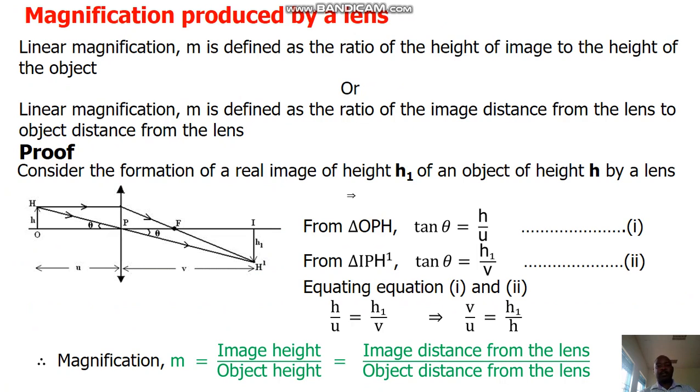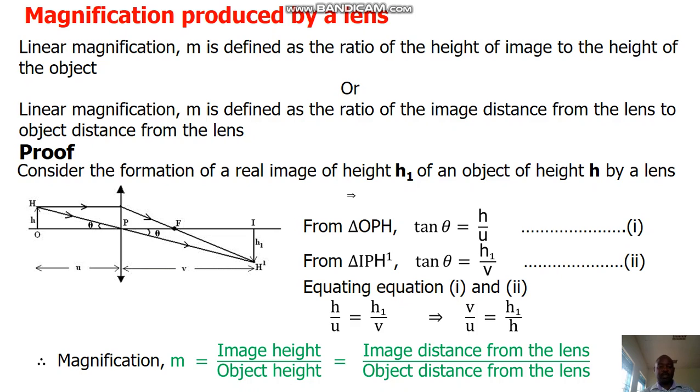Magnification produced by a lens. Magnification is defined as the ratio of the height of the image to the height of the object, or it is defined as the ratio of the image distance from the lens to the object distance from the lens. To prove this, let us consider the figure below. Consider the formation of a real image of height h1 of an object of height h by a lens.